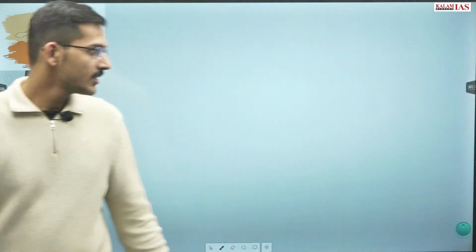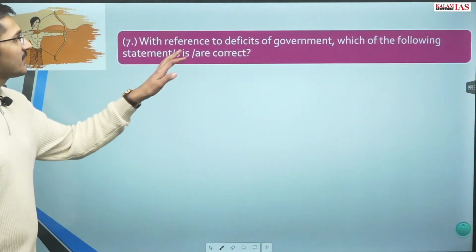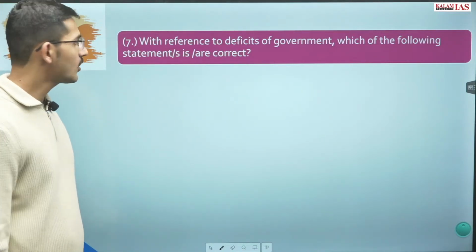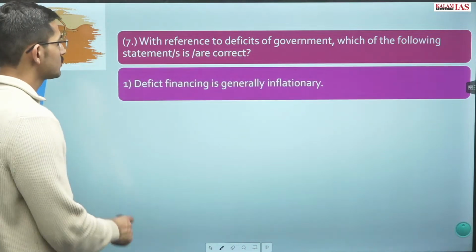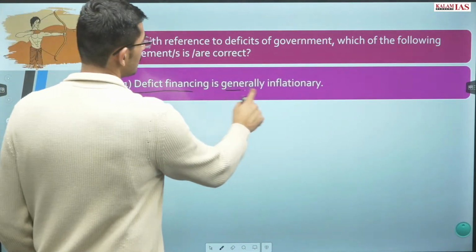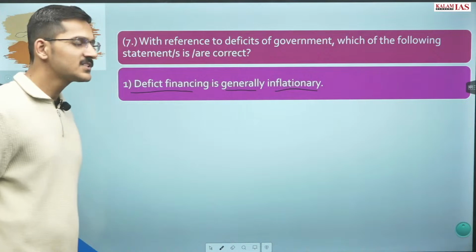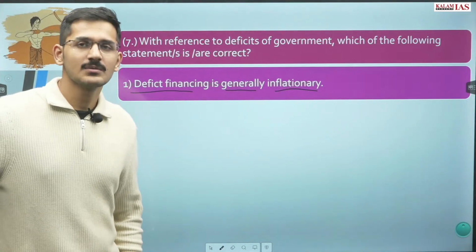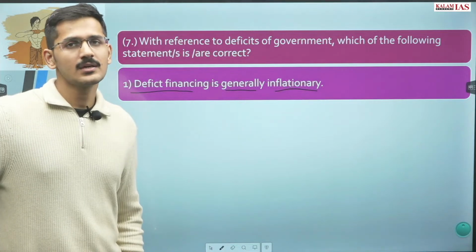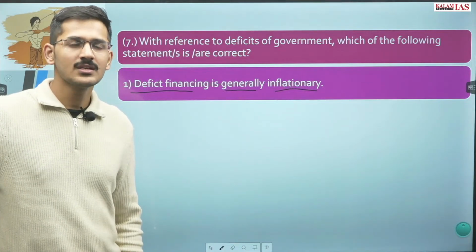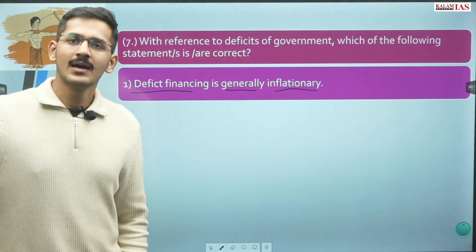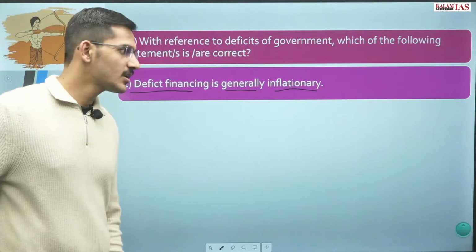Next question: with reference to deficits of government, which of the following statements is or are correct? Deficit financing is generally inflationary. The statement looks correct, because the more the government finances deficit, the more money it will put in the hands of the people, and as a result there will be inflation in the economy.